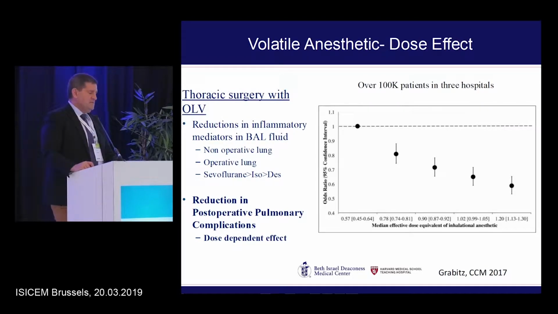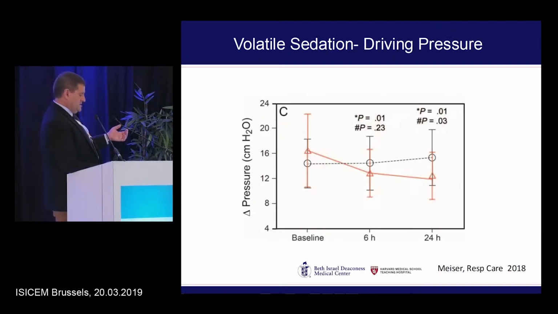Is there a dose effect? So this is data from 3 hospitals in Boston, over 100,000 patients. And here you can see that the odds ratio for postoperative pulmonary complications decreases with the effective dose of inhaled anesthetics. So that goes further to proving Koch's postulate. Not only is the effect there, but it's a dose effect. So it further strengthens the hypothesis that there is pulmonary protection from inhaled anesthetics.